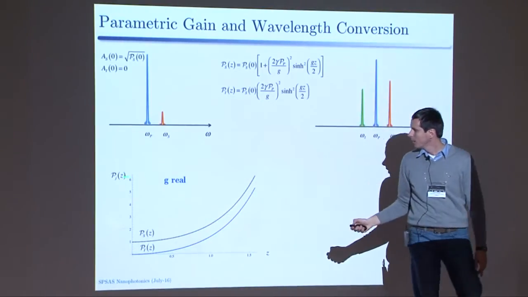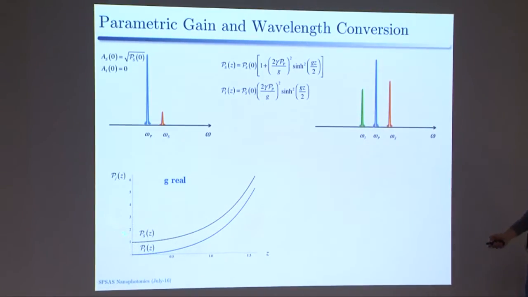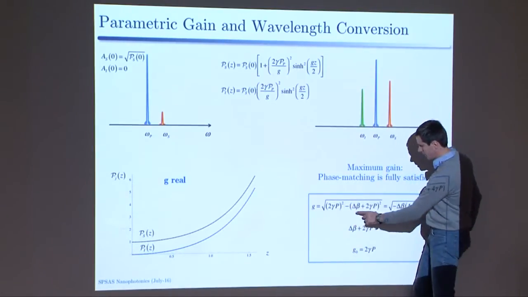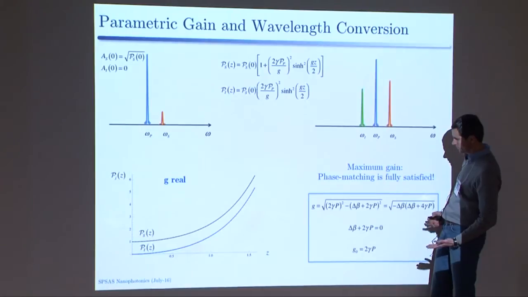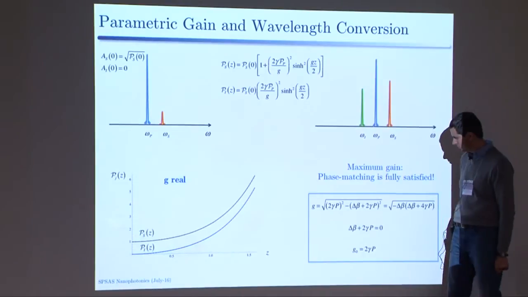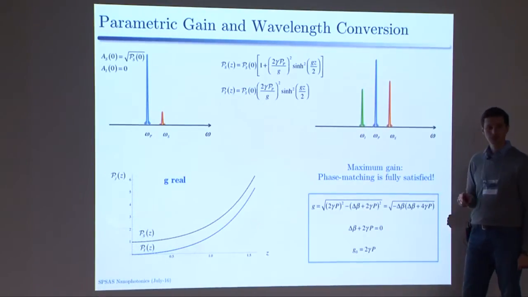So the power of the signal and idler at zero, yes, the idler was zero, but then it gets generated. And then at one, it was a certain number, I'm normalizing by one here, and it gets generated as well. So there's a certain gain. And from the expression here, remember what G is. G is this thing over here. And look, there's a positive term and then a negative term. So the maximum G is obviously when the negative term is zero. So delta beta plus 2 gamma P equals zero. That is called the phase matching condition.